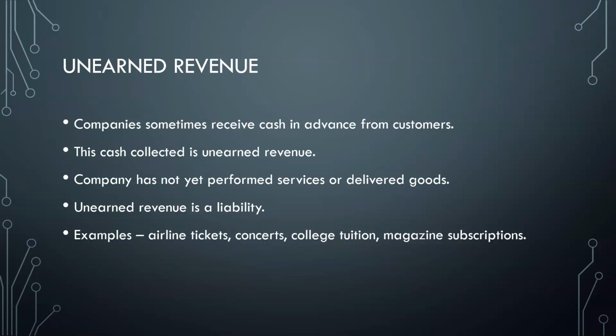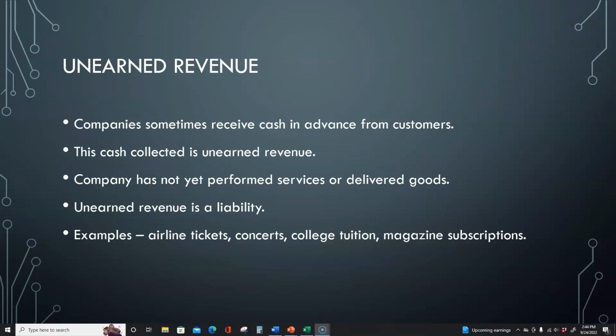Examples of unearned revenue include things like companies that sell airline tickets, companies that have concerts, college tuition, magazine subscriptions, and so on. Example of college tuition. If you enroll in a college, you pay for the tuition before classes start. But the college does not earn their revenue until the end of the semester when their part is done. The college has a liability to provide the students the course or to refund that tuition.